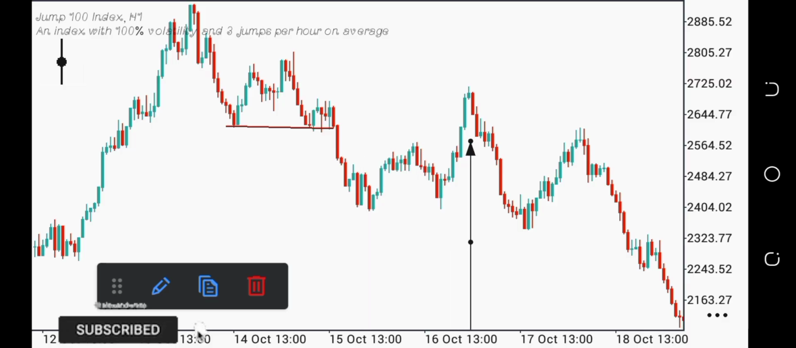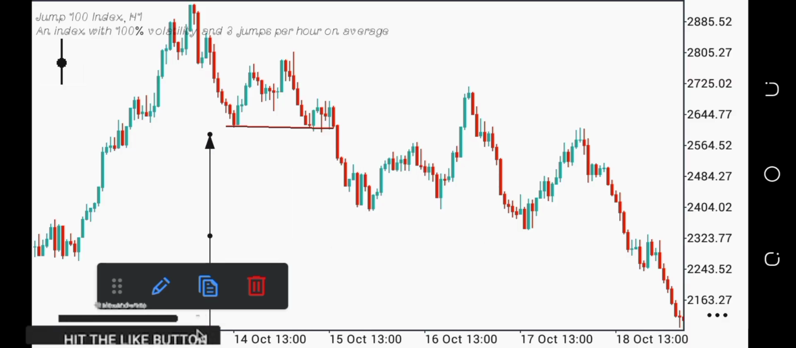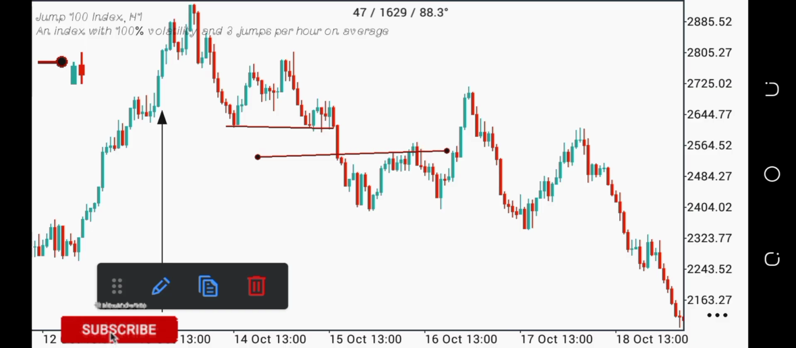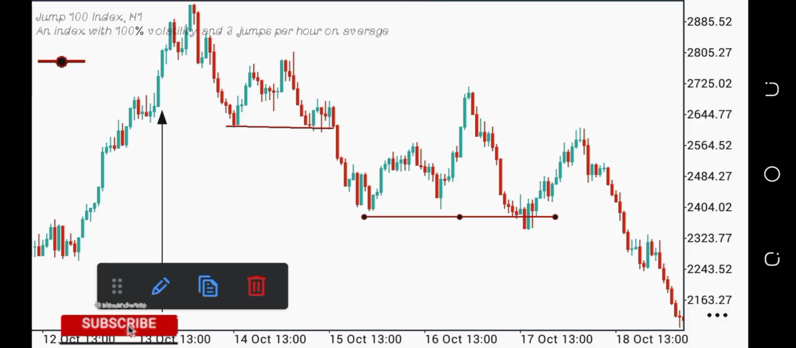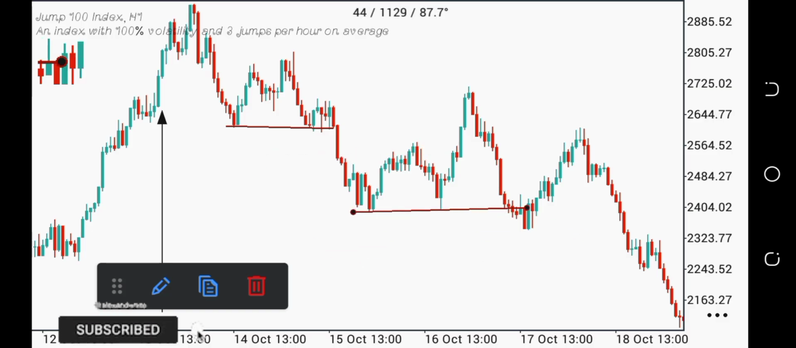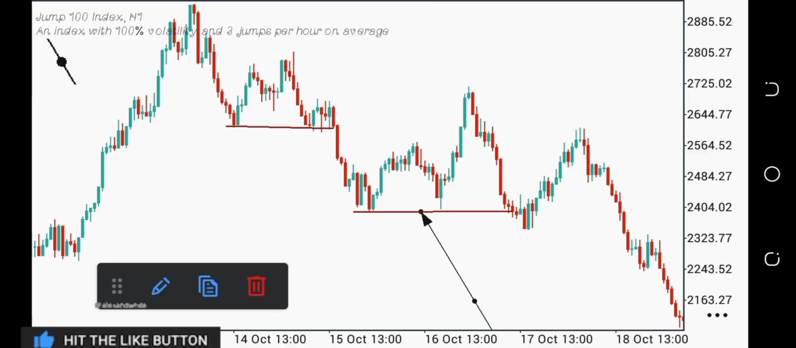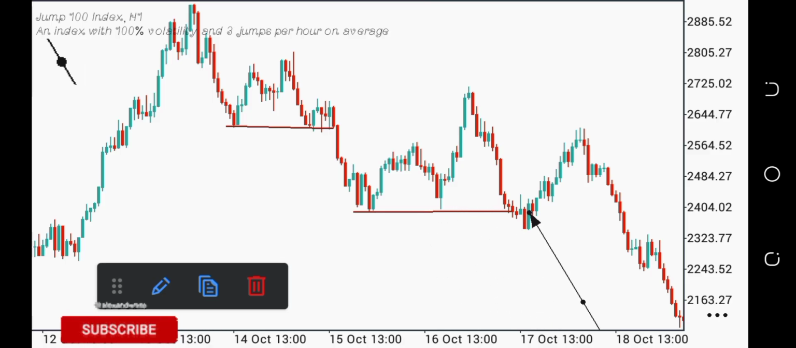And don't forget, price must be in a trending movement for you to be getting a series of break of structures. So now let's map out another break of structure. It's very, very easy, guys. So watch. This is another break of structure. You see how price came back here and broke this low, giving us a clear break of structure.